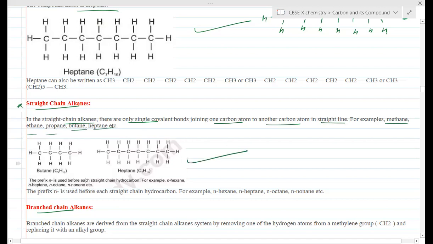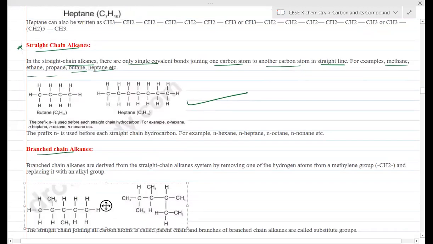Okay. So here the prefix n is used before each straight chain hydrocarbon. For example, suppose this is 7. How many carbons are there? 1, 2, 3, 4, 5, 6, 7. So we write this as normal heptane. So prefix n is used before each straight chain hydrocarbon. For example, normal hexane, normal heptane, normal octane, normal nonane.